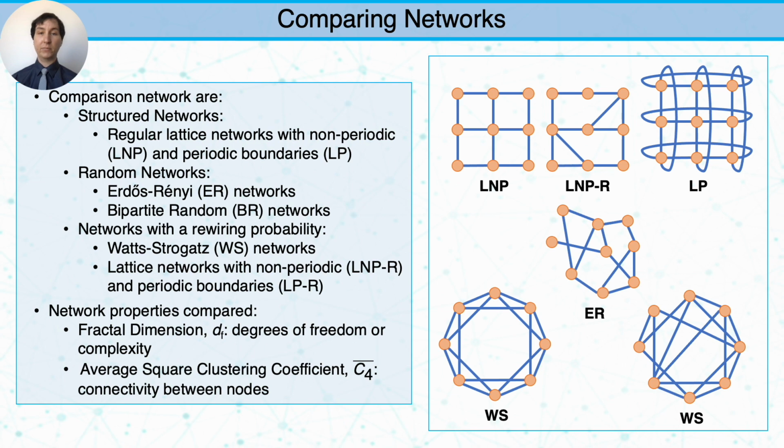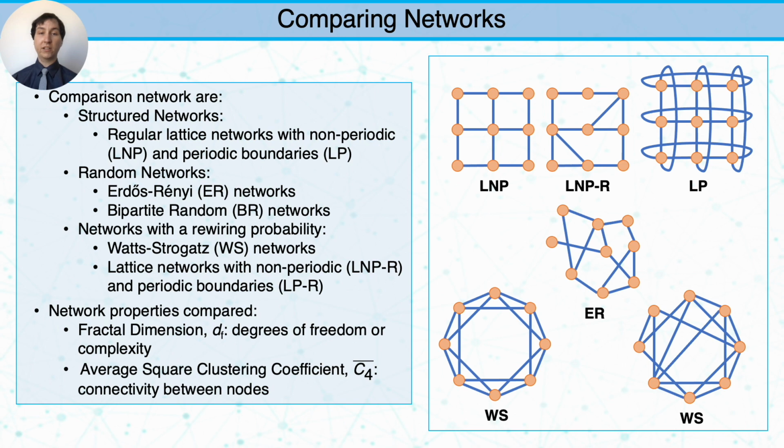The reaction networks are compared to generative models that are structured, such as regular lattice networks with non-periodic and periodic boundaries, random networks such as Erdős random networks and bipartite random networks, and networks with a tunable rewiring probability or randomness, such as Watts-Strogatz networks and lattice networks with non-periodic and periodic boundaries with a rewiring probability.